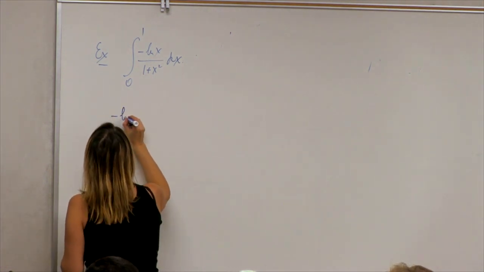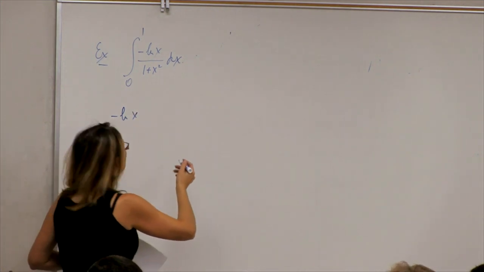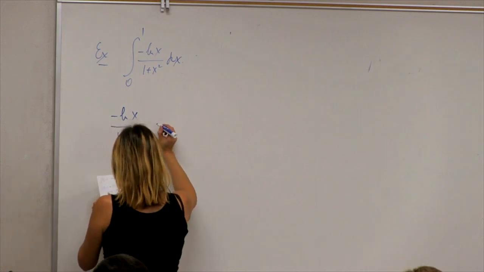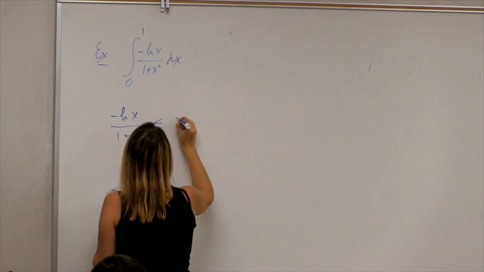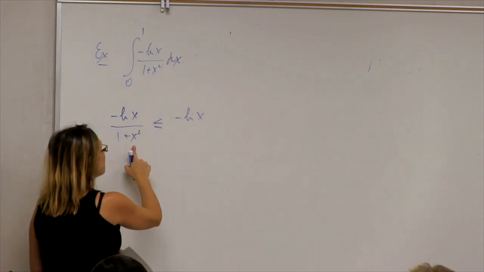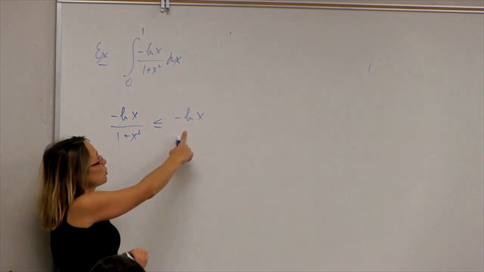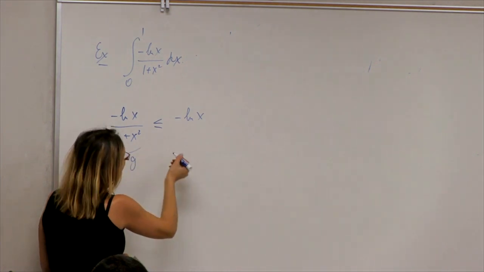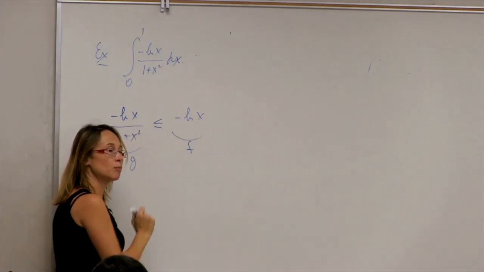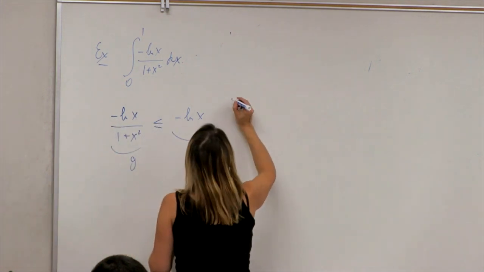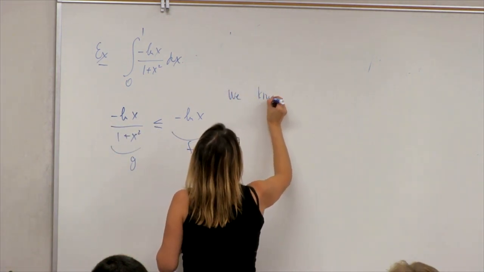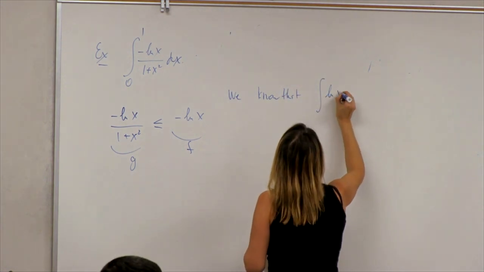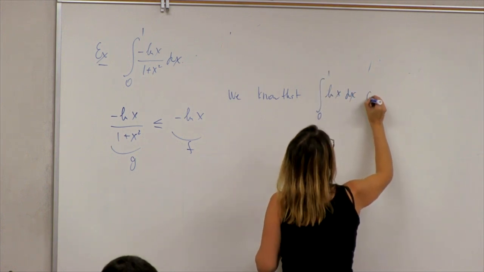So minus log x, this is a positive function, right? Between 0 and 1, this is going to be smaller or equal to minus log x, because we divide by something that's bigger than 1. This one we don't divide, this we divide, so this is smaller. So this is our function g, the smaller one, this is our function f. And we know something about this function, because we just calculated that the integral of log x dx converges.